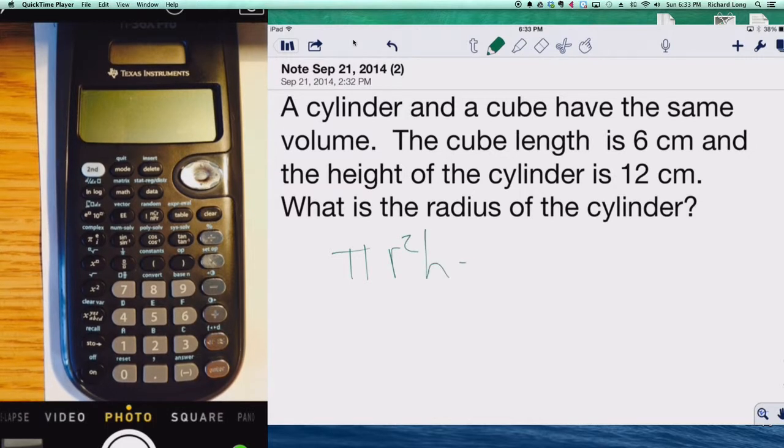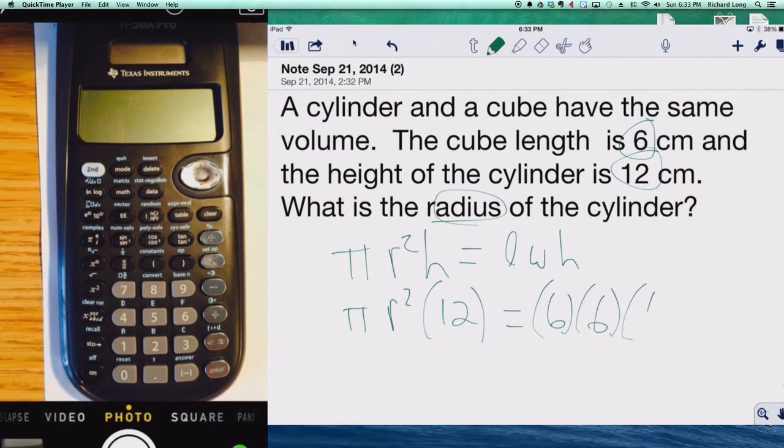Pi r squared h will be the volume of the cylinder, and then the cube, well, it's length times width times height, but in our case it's just going to be L cubed. So one of the things we'd probably want to do is substitute our known values in. We've got pi here. The radius is unknown, so I'll leave that as r squared, and the height is given as 12. The reason I'm setting these equal is because they're stated in the question as having the same volume.